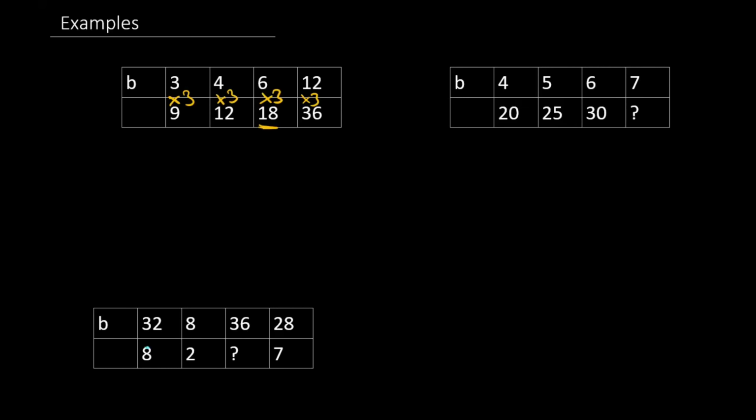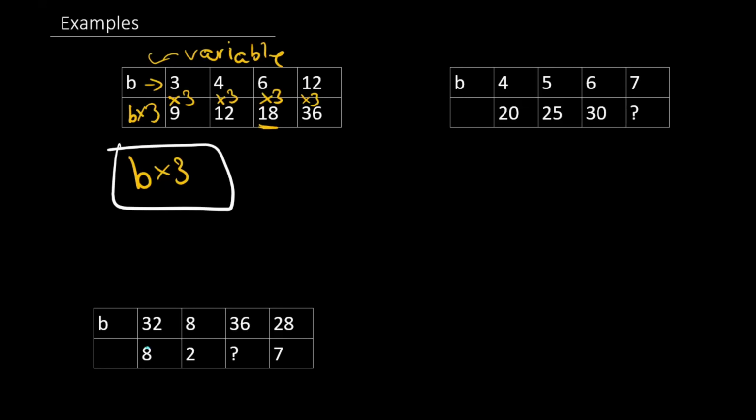It's b times 3, where b is the top number, so this is a variable. So our rule will be b times 3. That's our rule, and we're going to write it over here: b times 3. Let me just box this to show that it's our answer.